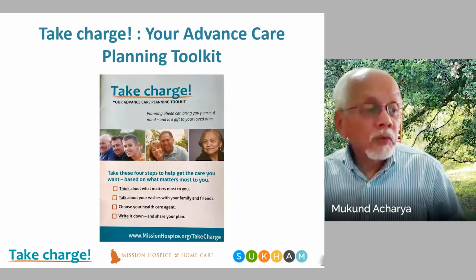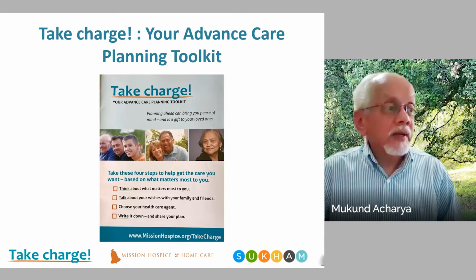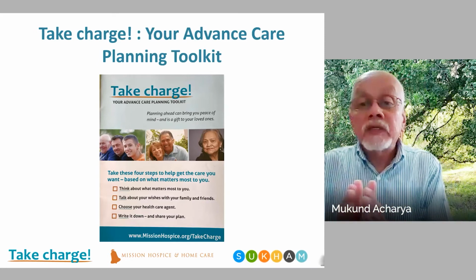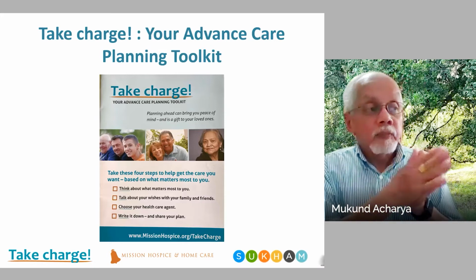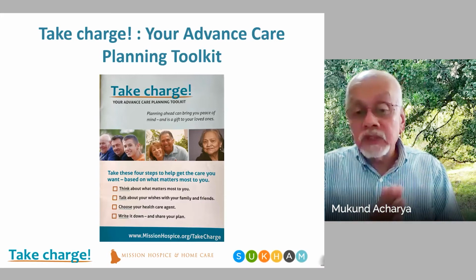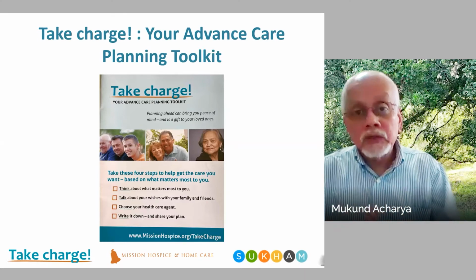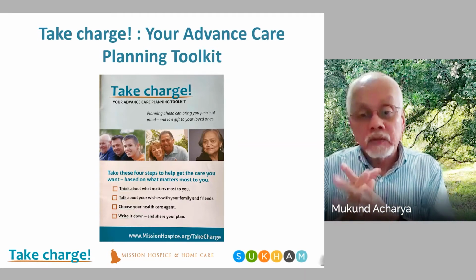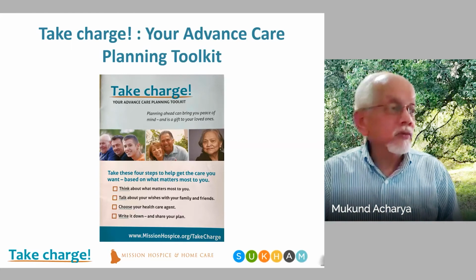Now, this booklet was developed by Mission Hospice. It's called Take Charge. It's a planning booklet that summarizes everything that I'm talking about in this lecture. I have uploaded this booklet with Mission's permission to the Moodle. You can download this booklet. It's a PDF document that you can keep and use for your own reference in the future.